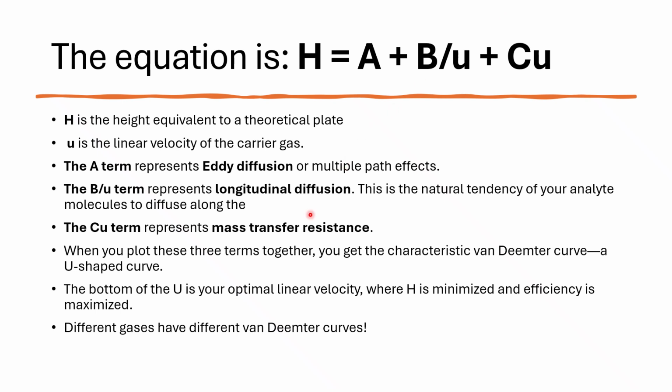So when you plot these three terms together, you get the characteristic Van Deemter curve, a U-shaped curve. The bottom of the U is your optimal linear velocity where H is minimized and efficiency is maximized. Here's where the carrier gas choice becomes critical. Different gases have different Van Deemter curves.